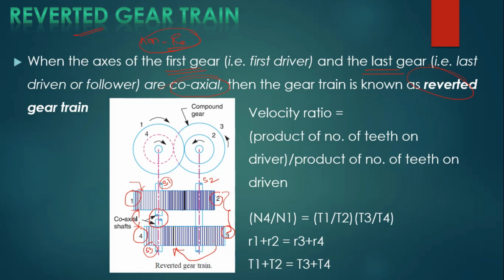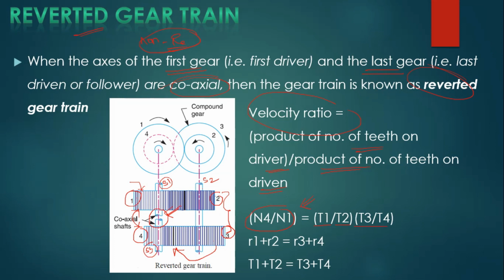Now, what is meant by a non-riveted gear train? When the first and last gears are not coaxial, that type of combination is called a non-riveted gear train. Then how do we calculate the velocity ratio for this riveted gear train? The velocity ratio is equal to the product of the number of teeth on the drivers divided by the product of the number of teeth on the driven gears. N4 divided by N1 equals T1 by T2 times T3 by T4.